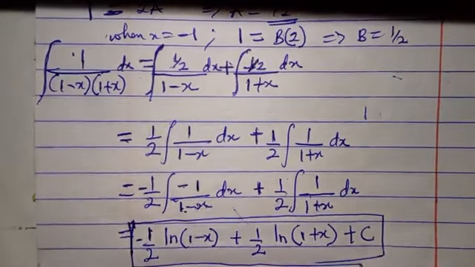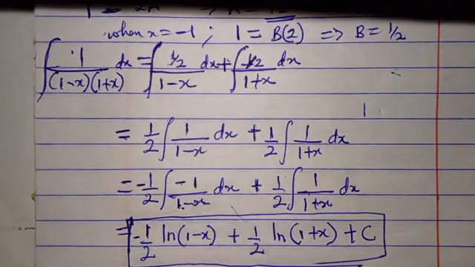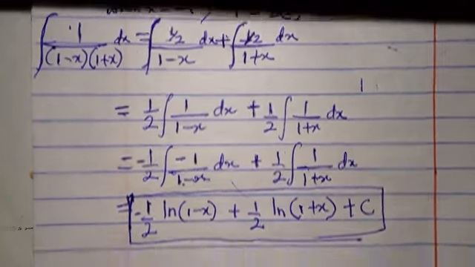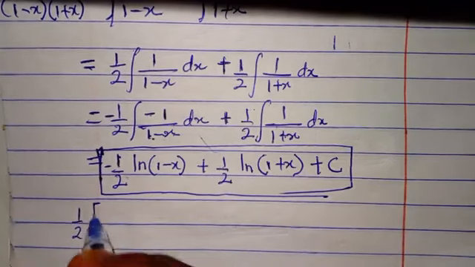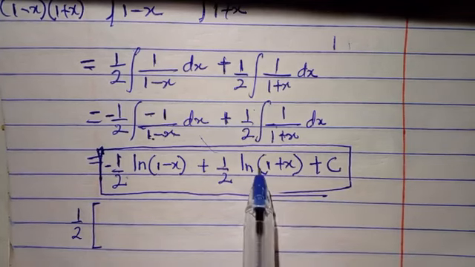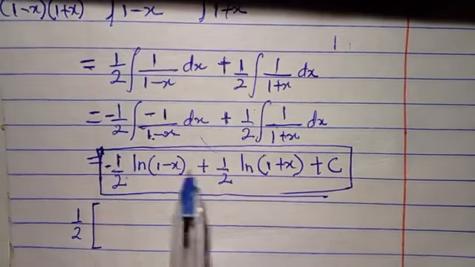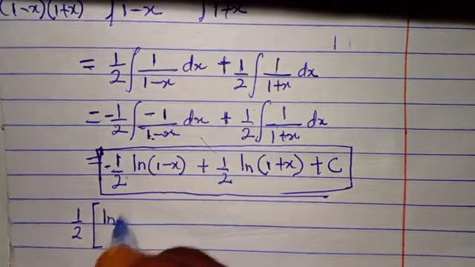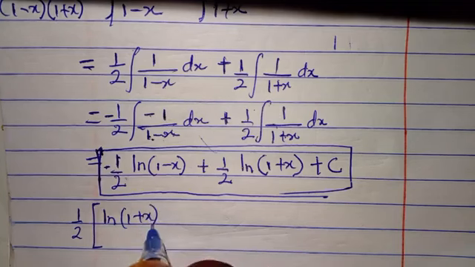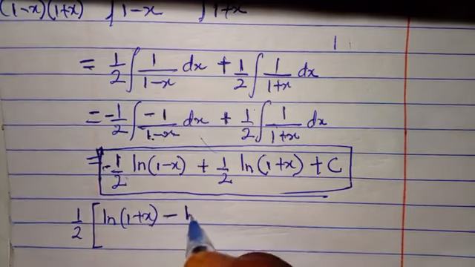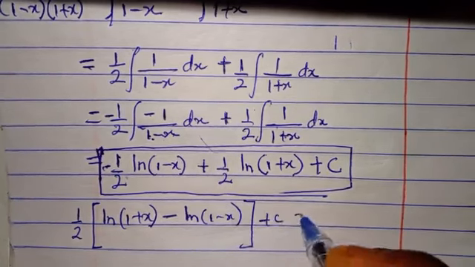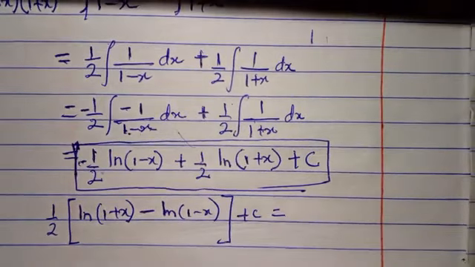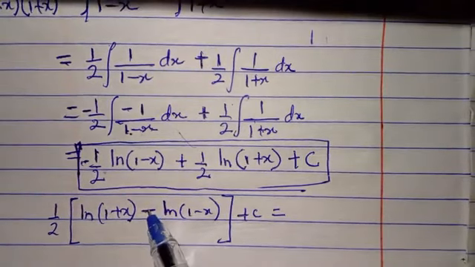This is correct anyway, but let's see another way of simplifying it using the law of logarithm. 1 over 2 is common to both, so if I bring 1 over 2 out, this one is positive, this one is negative. If I write the positive one first, then ln of 1 plus x, minus ln of 1 minus x, plus c.